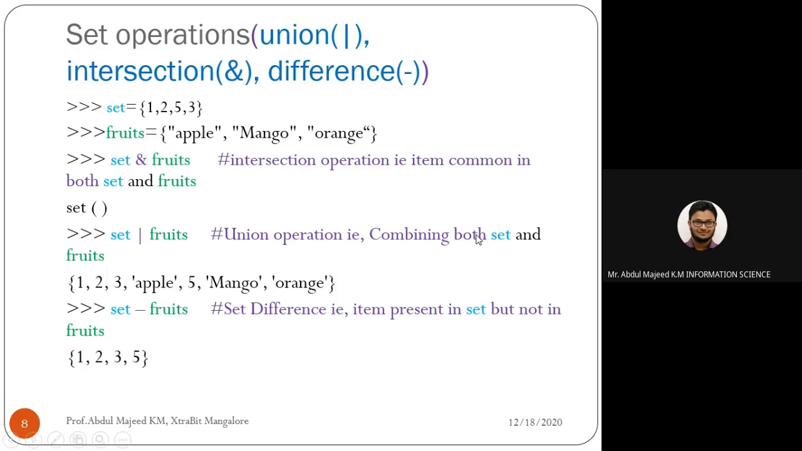Second one, the union operation. It combines both sets, so the numbers set and the fruits set are added together. If you type it, you will get 1, 2, 3, apple, 5, mango, orange. So both sets are combined together by using the union operator. Then the minus operator is nothing but set difference. That is the items present in the first set but not in fruits. It will display the items present in the set but not there in fruits. That's called set difference. I request you to execute this code using Python IDLE.